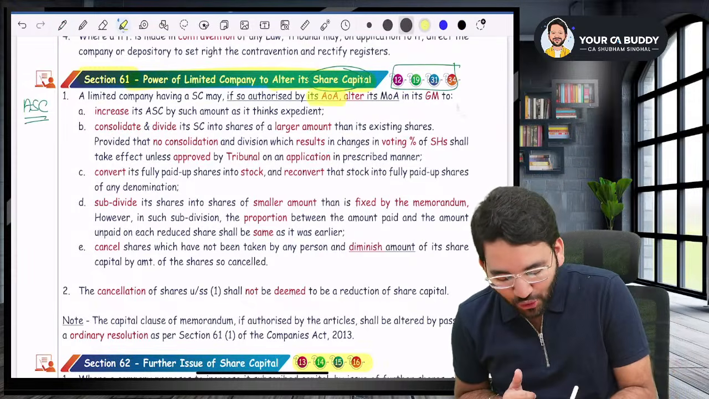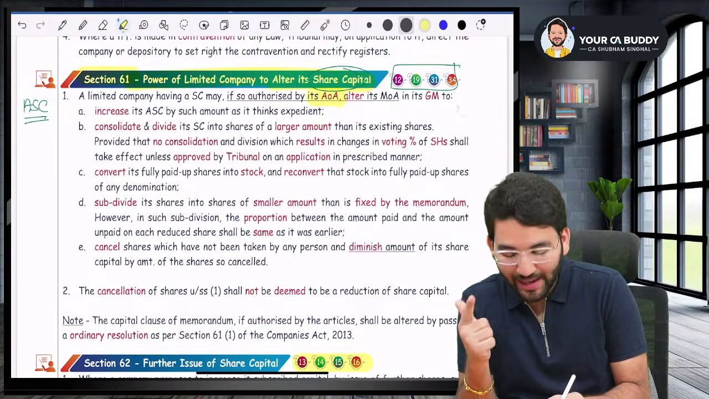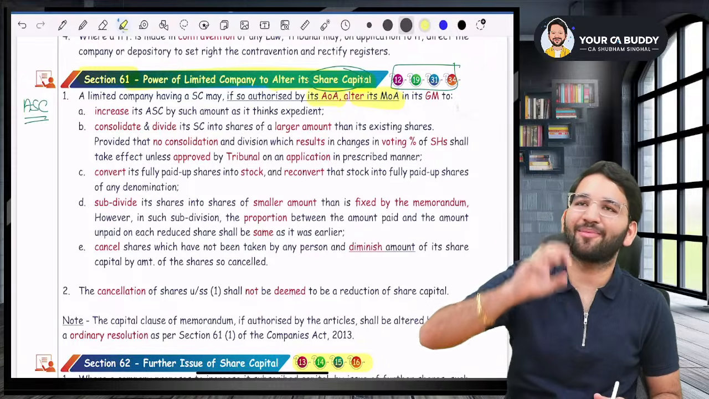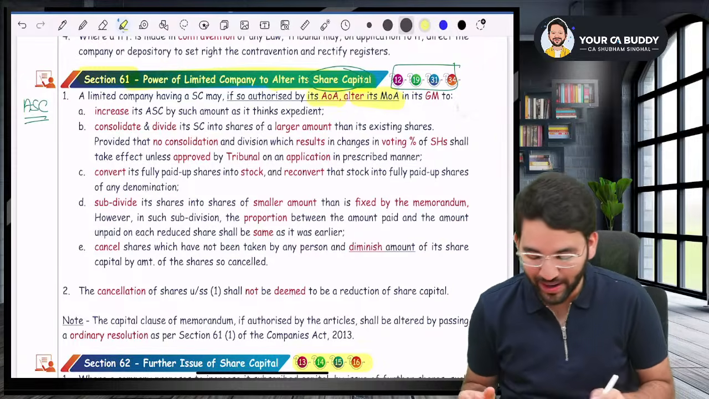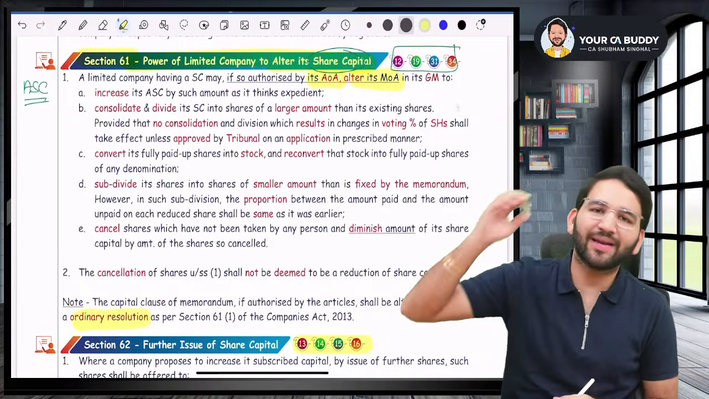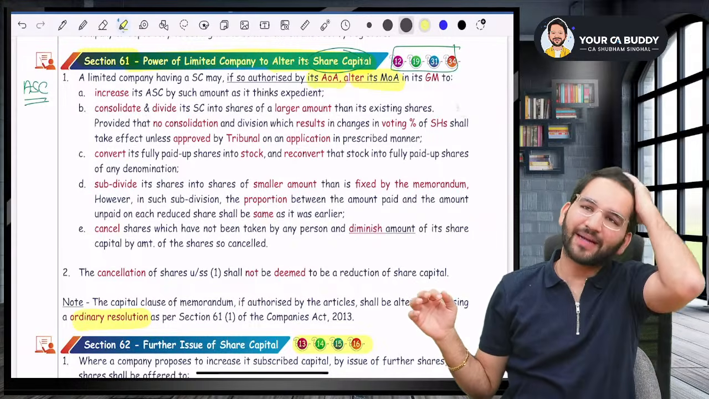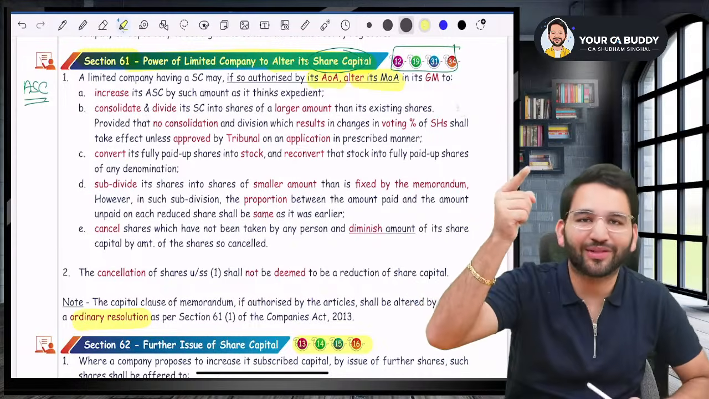Number one, sir, it should be authorized by the AOA. The power should be given in the AOA, and based on that, I will alter my MOA. Why, sir? Because authorized share capital is mentioned in the MOA, and I'll have to pass an ordinary resolution in the general meeting. So basically, I can do such alteration by passing an ordinary resolution if it is authorized by AOA.